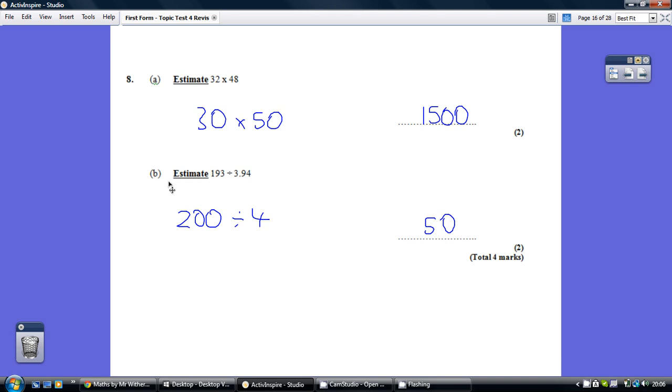Part B is similar. We kick off by writing both of these numbers down to one significant figure. So 193 rounds to 200, just the one digit, which is not a zero. And the 3.94 rounds to 4, just the one digit, which is not a zero. How many fours fit into 200? That's 50. So our final answer is 50.